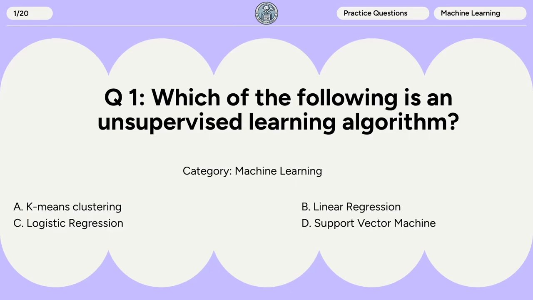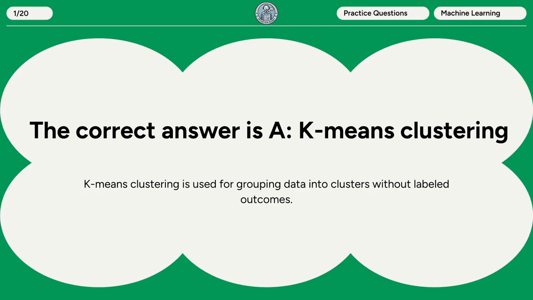Question 1. Which of the following is an unsupervised learning algorithm? A. K-means clustering. B. Linear regression. C. Logistic regression. D. Support vector machine. The correct answer is A. K-means clustering. K-means clustering is used for grouping data into clusters without labeled outcomes.